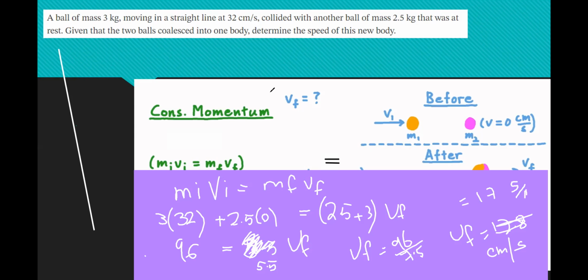This is the new velocity. Since it is now a big ball of 5.5 kilograms, by logic, their velocity will be decreased, which is 17 and 5 over 11.